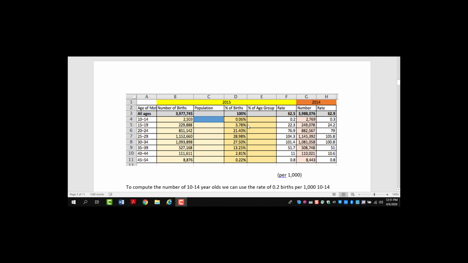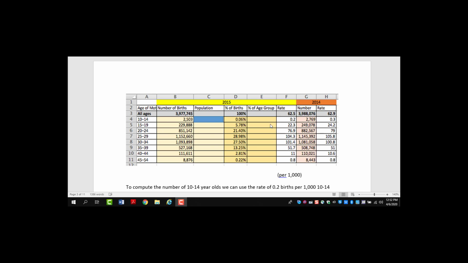So here is our chart. The first thing we'll do is find the populations here. We're only going to find one of them, and one is an example. One's in the book, one's an example. But this is the one we're going to find first. So we're going to use the birth rate over here, and that birth rate is per 1,000. So there is 0.2 births for every 1,000 women that were aged 10 to 14.